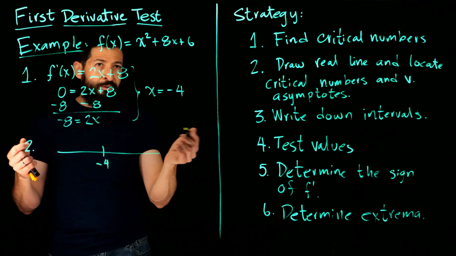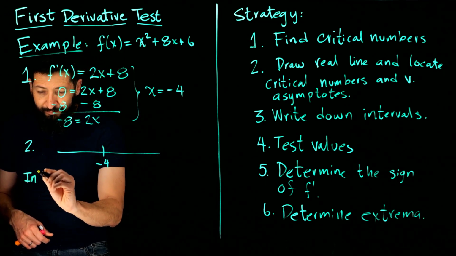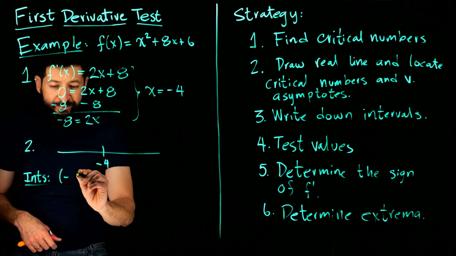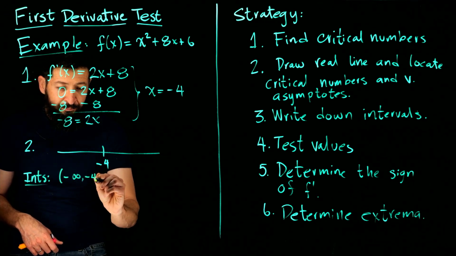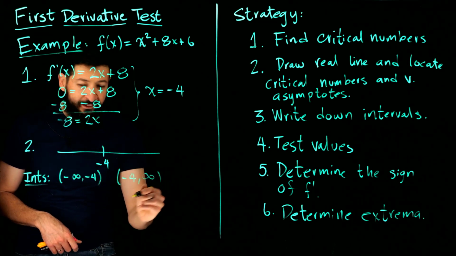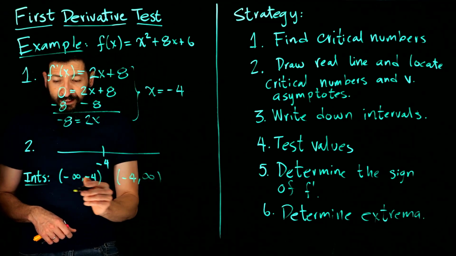And vertical asymptotes, none. All right, so then we get our intervals. I'm just going to call it ints for intervals. It's going to be from negative infinity to negative 4, and then from negative 4 to positive infinity. That's step 2. Step 3. Step 4, find test values.